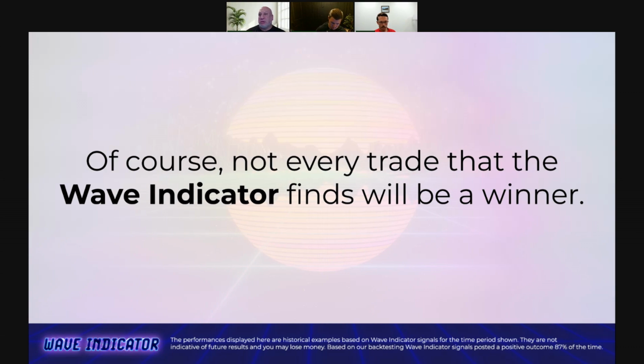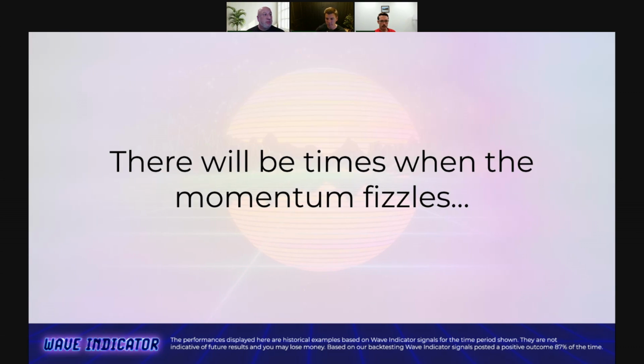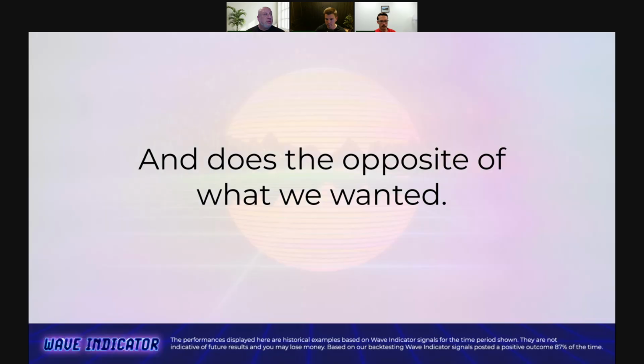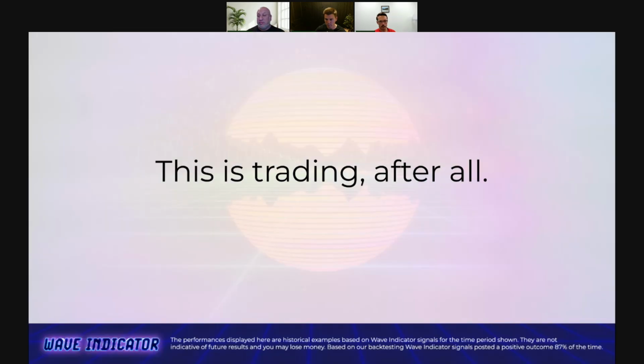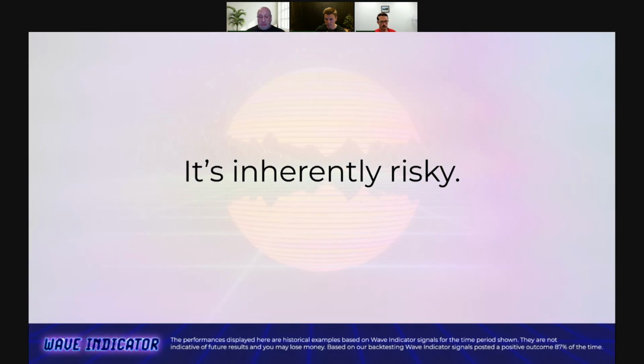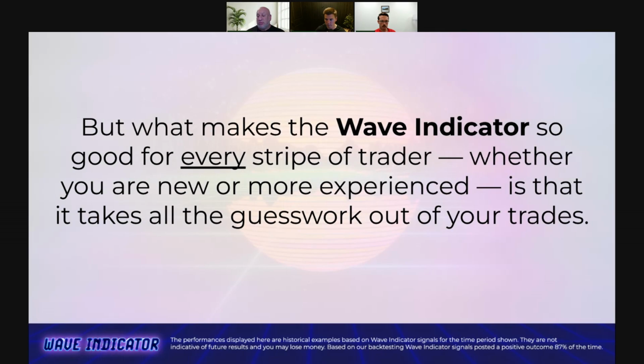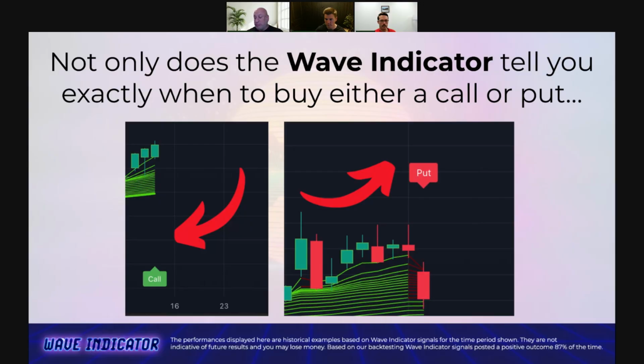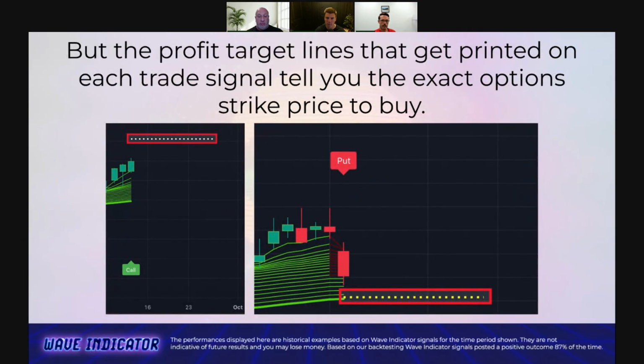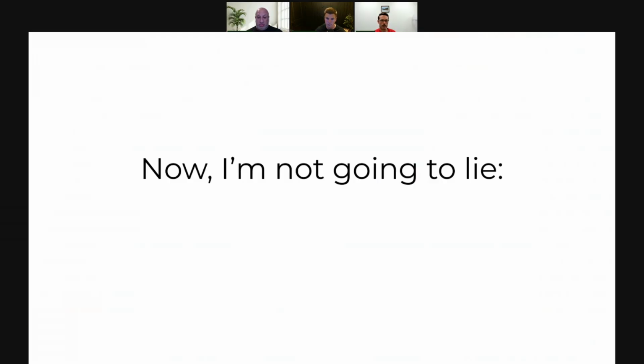Now, look, not every trade the wave indicator finds is going to be a winner. There's going to be times when momentum fizzles and does the opposite of what we wanted. This is trading, right? It's risky, which is why I always tell people, never risk more than you're willing to lose. But what makes the wave indicator so good for every Striper trader, whether you're new or more experienced, is that it takes all the guesswork out of your trades. Not only does the wave indicator tell you exactly when to buy either a call or a put, but the profit target lines that get printed on each trade signal tell you the exact options strike price to buy.